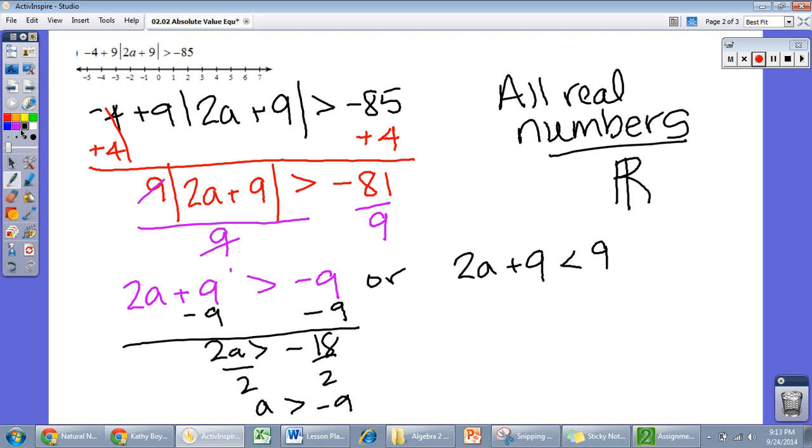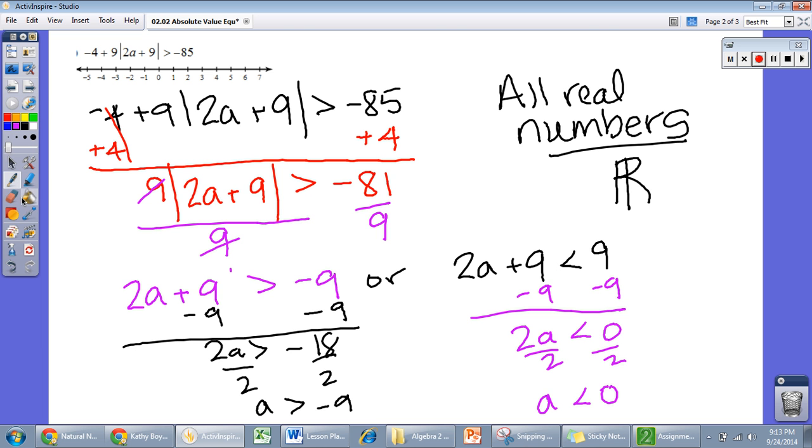Let's take a look at our other problem. Again, subtracting 9 from both sides, we get 2a is less than 0. Dividing by 2, a is less than 0, because 0 divided by 2 is 0.